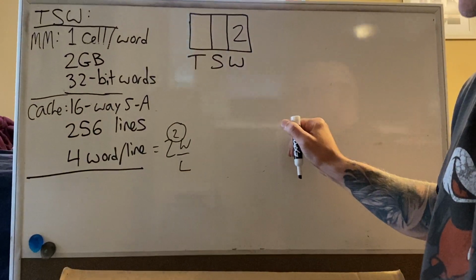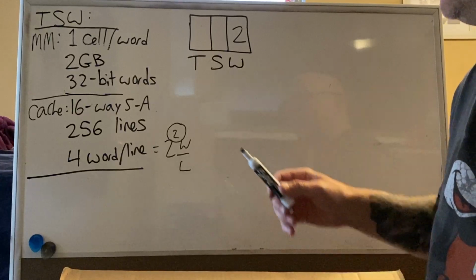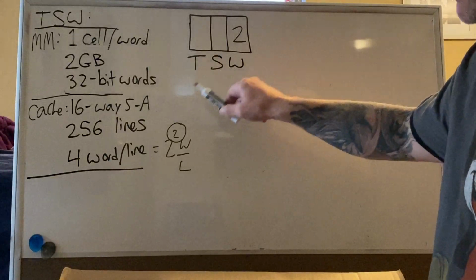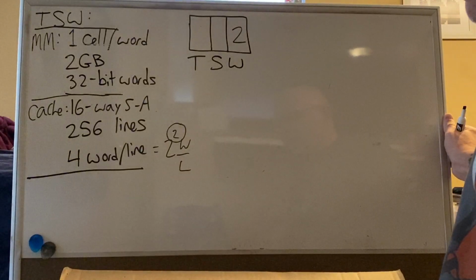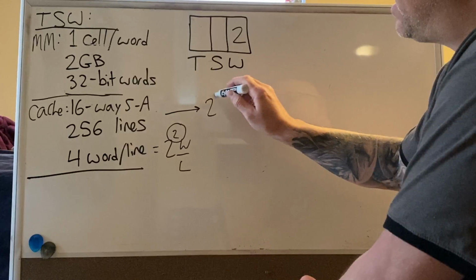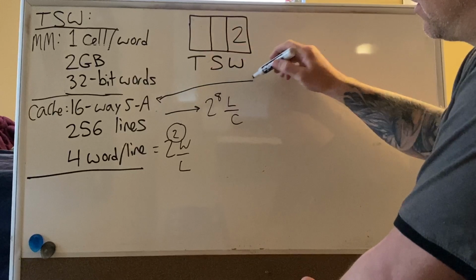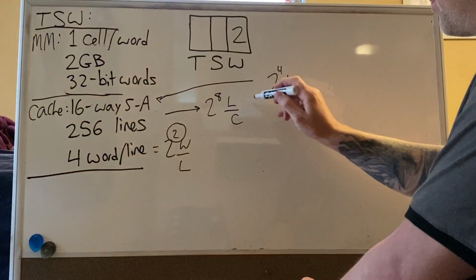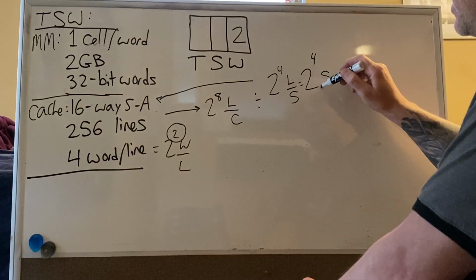That doesn't change whether this is 16-way or 64-way or direct mapped cache. So let's see what else we can do. 256 lines. That doesn't tell me directly how many sets, except there are 16 lines in a set, so we can work with that. 2 to the 8 lines per cache, and we have 2 to the 4 lines per set. If we divide that, we get 2 to the 4 sets per cache.